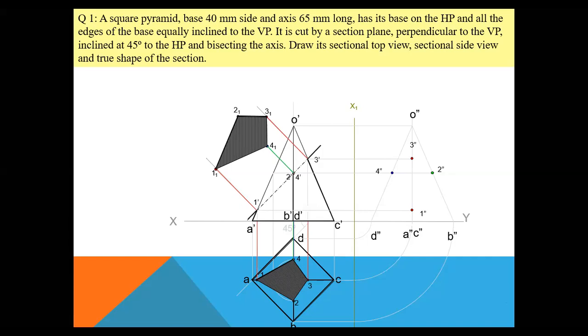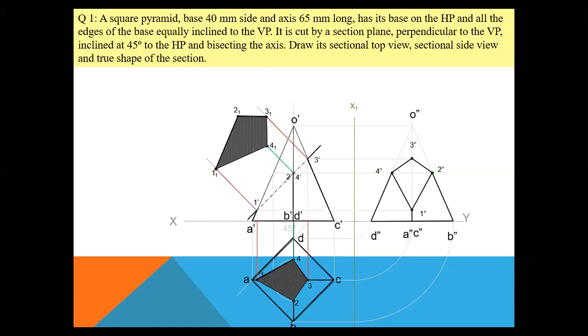Next, join 1 double dash to 2 double dash, 2 double dash to 3 double dash, 3 double dash to 4 double dash, and 4 double dash to 1 double dash. This diagram is your required sectional left hand side view. Then at last you have to join the extreme edges also. That means join 4 double dash to D double dash, 1 double dash to A double dash, 3 double dash to C double dash, 2 double dash to B double dash, and D double dash to B double dash.